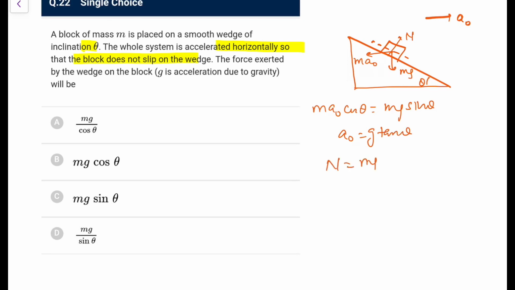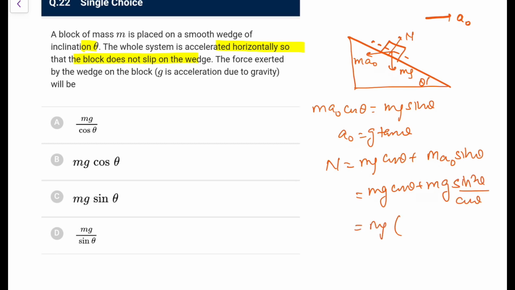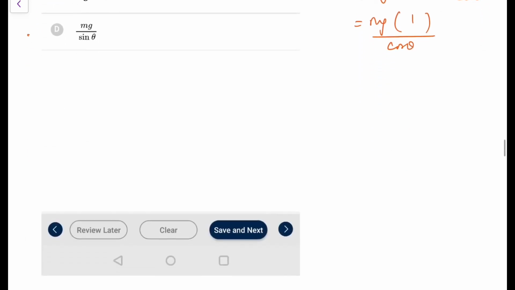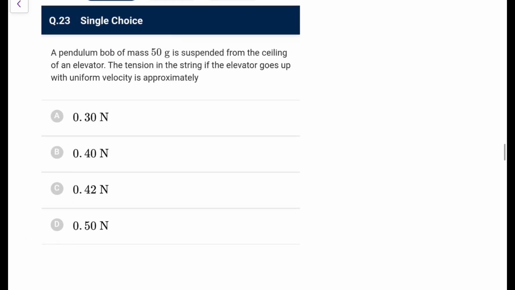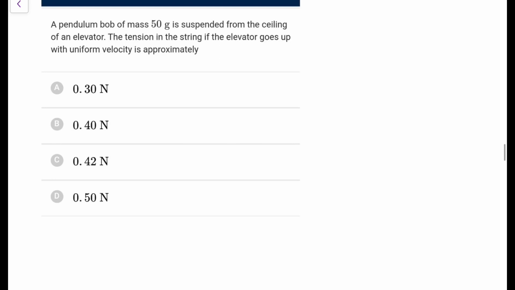Now the normal would be mg cos theta plus m a naught sin theta. And what I can write is mg cos theta plus m a naught, where a naught is g tan theta. So it becomes sin square theta by cos theta. So mg taking common, it is cos square plus sin square, which would be 1 upon cos theta. So we'll go for option A in this case. N is mg by cos theta. You can do that. Next.